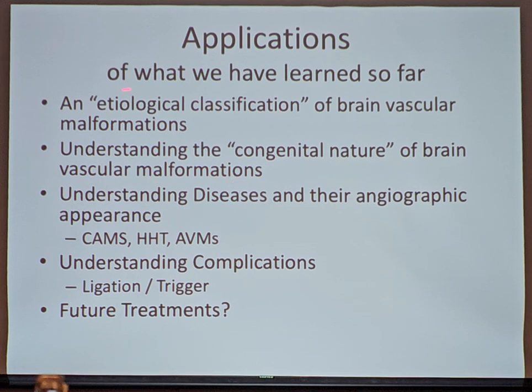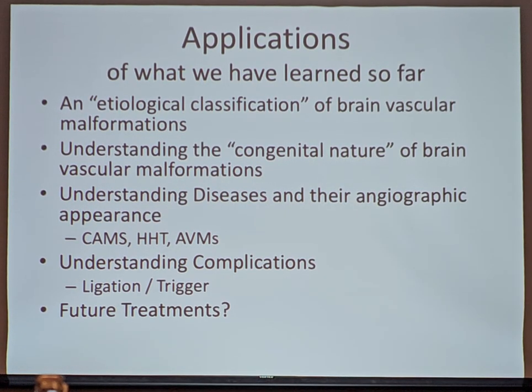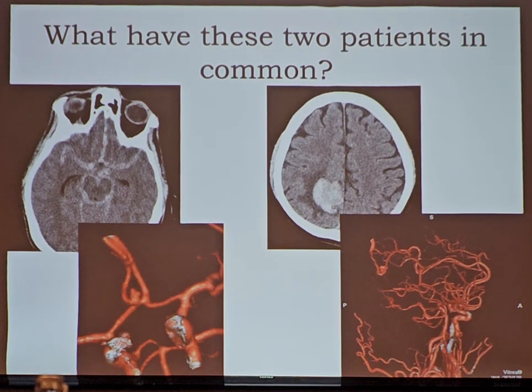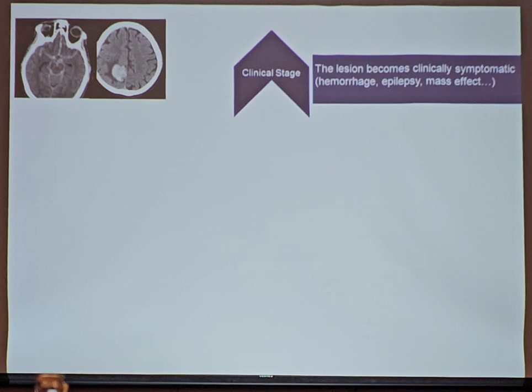Okay, that's the first application that you can use or derive from this talk. The second one is trying to understand the congenital nature of vascular diseases and brain vascular malformations. If you look at these two patients, what do they have in common? This patient has an aneurysm with a subarachnoid, this patient has an AVM with a bleed. What these have in common is that we are seeing them at the clinical stage, where the lesion has become already symptomatic due to hemorrhage, epilepsy, mass effect, etc.